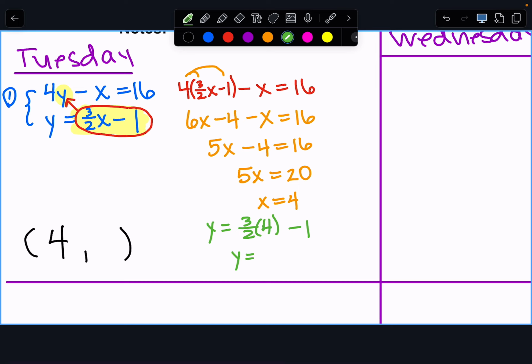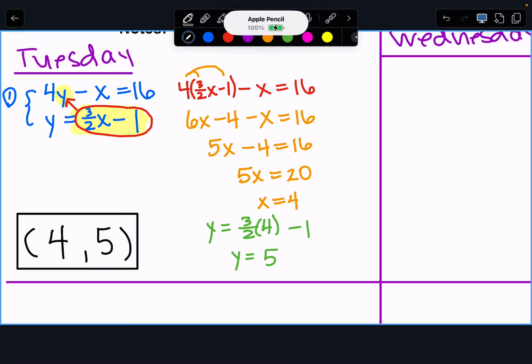3/2 times 4, we decided gets us 6, correct? So y is 5. Okay. Now, I am not going to hunt through your work for an x equals and a y equals. It is my expectation that you write me a coordinate, x comma y. I want to see 4 comma 5.